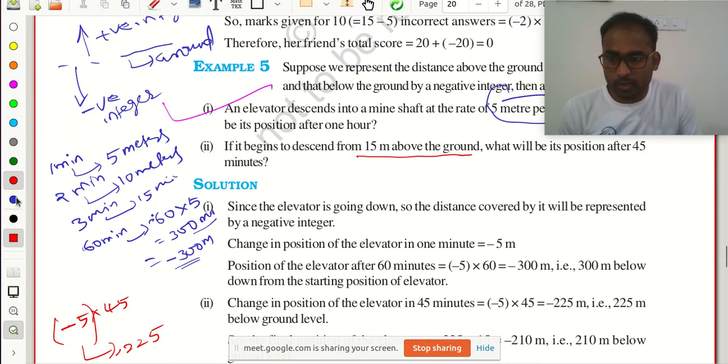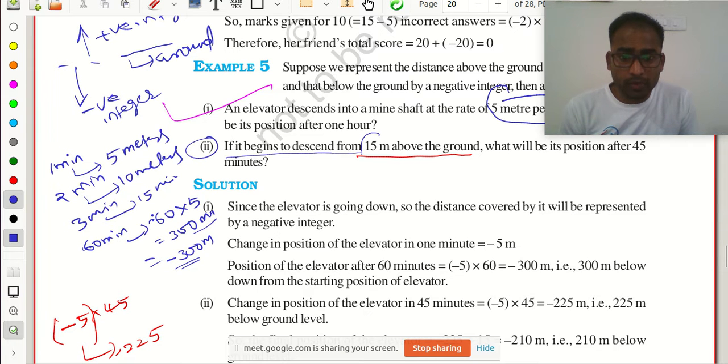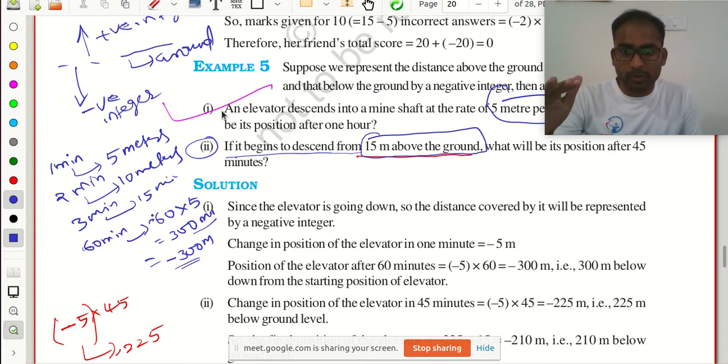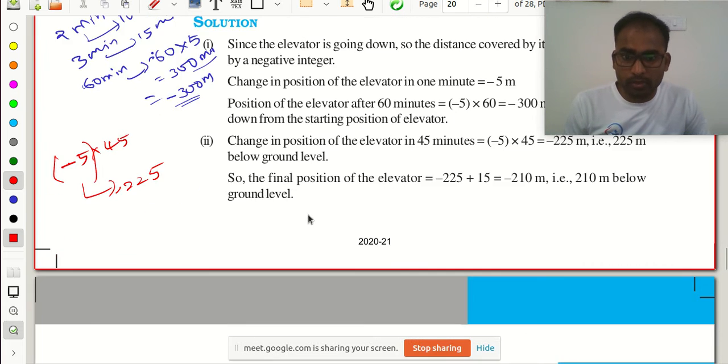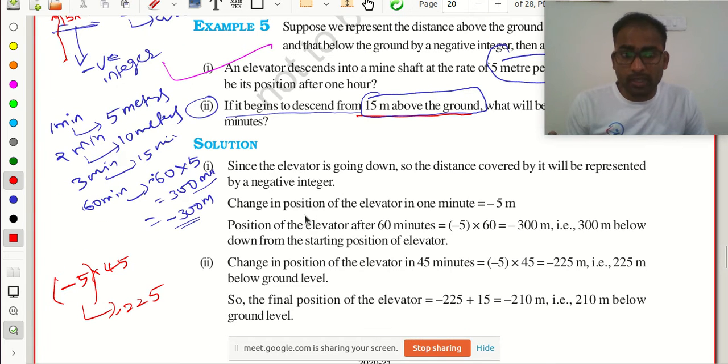And one more thing we need to understand. In this second question, he is asking that if it begins to descend from 15 meters above the ground level, it means it is already 15 meters above the ground. But in the first problem, it is from the ground itself. In the second problem, it already has 15 meters above the ground. So from this 15 meters it goes inside here. So now we need to add that 15 meters also.